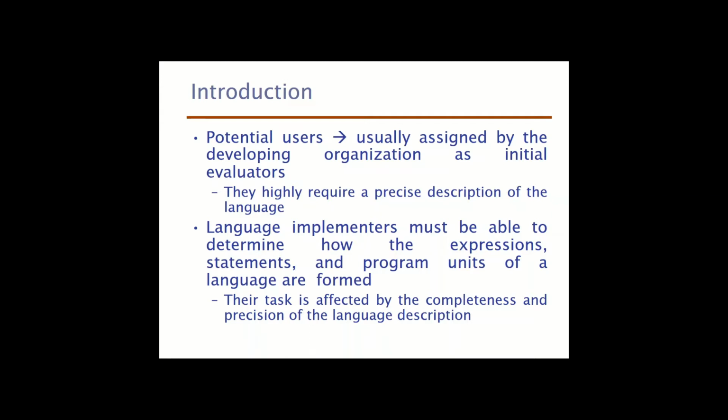And this, for the implementers, their job, their task is somehow directly affected by the completeness and the precision of the language description itself. Why? If we give a wrong description to an implementer, we expect a wrong implementation or an erroneous implementation. So the description here matters. Or maybe if we give not a wrong, but an incomplete description.